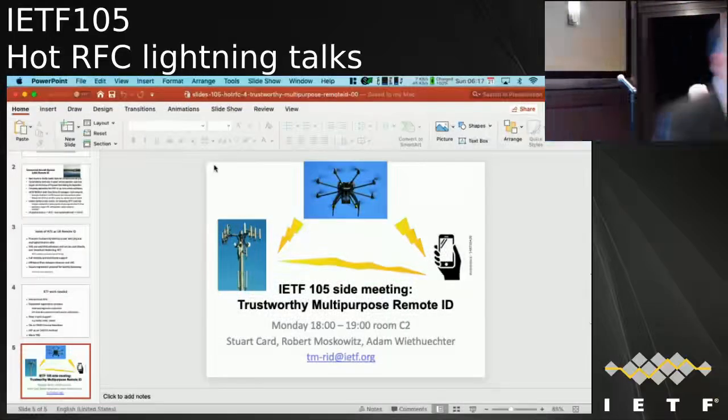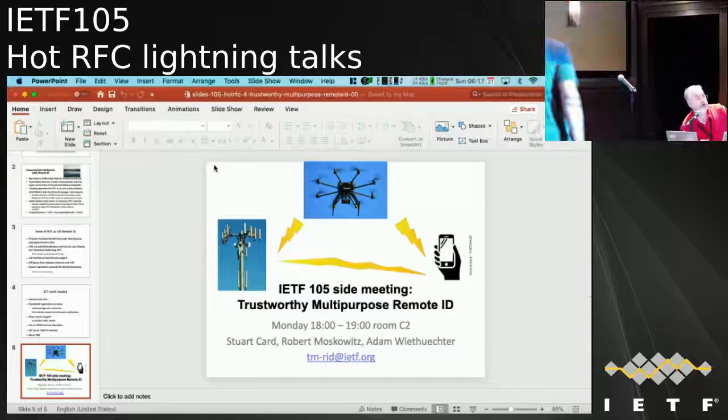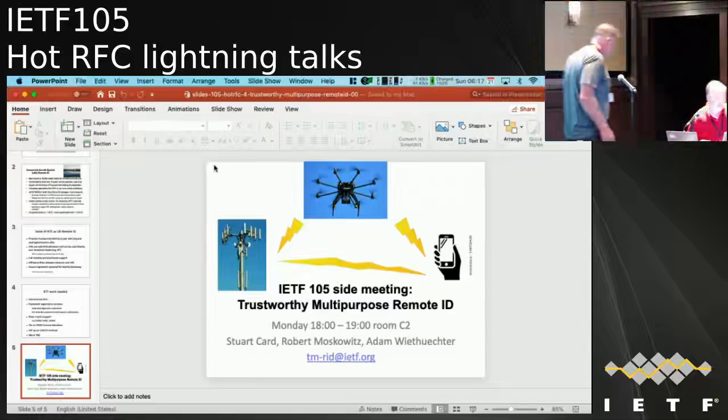For the folks in the back, there are a few seats in the front and a few seats over against the wall over there if you are trying to get in and you need seats.